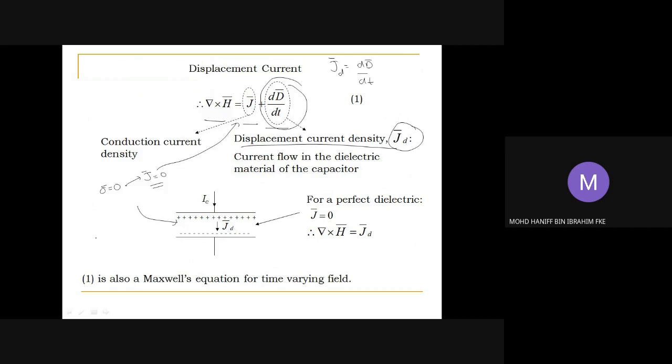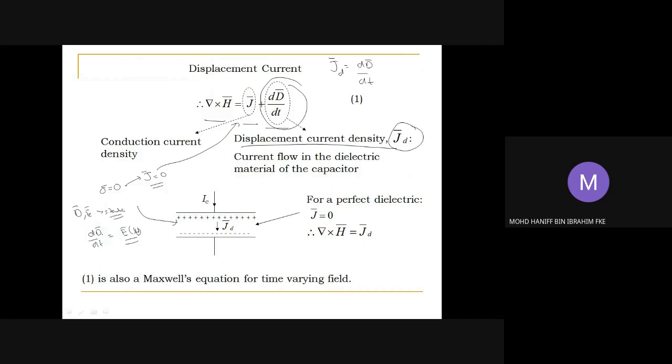So for the JD to exist, your electric field needs to be time varying. Then only can we have the JD, or the differentiation of D with respect to t. When D or E is a static field, what will happen?